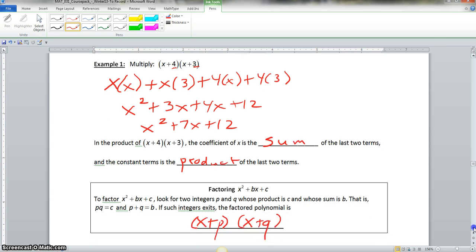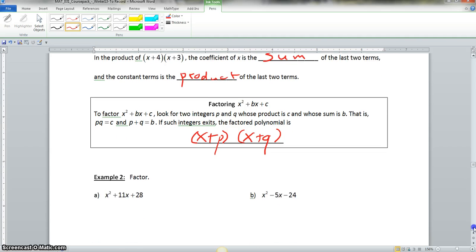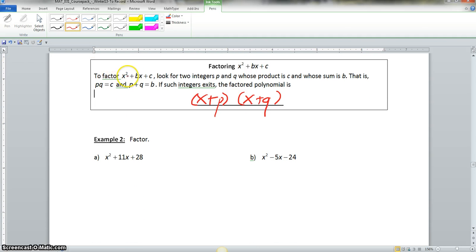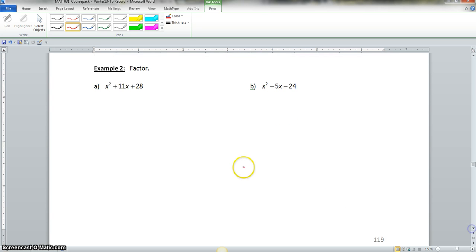Now, it says factoring x squared plus bx plus c. To factor x squared plus bx plus c, look for two integers p and q whose product is c and whose sum is b. That is, p times q is c and p plus q is b. If such integers exist, the factored polynomial is going to be x plus p times x plus q. Now, we're going to apply this to the upcoming problems here.